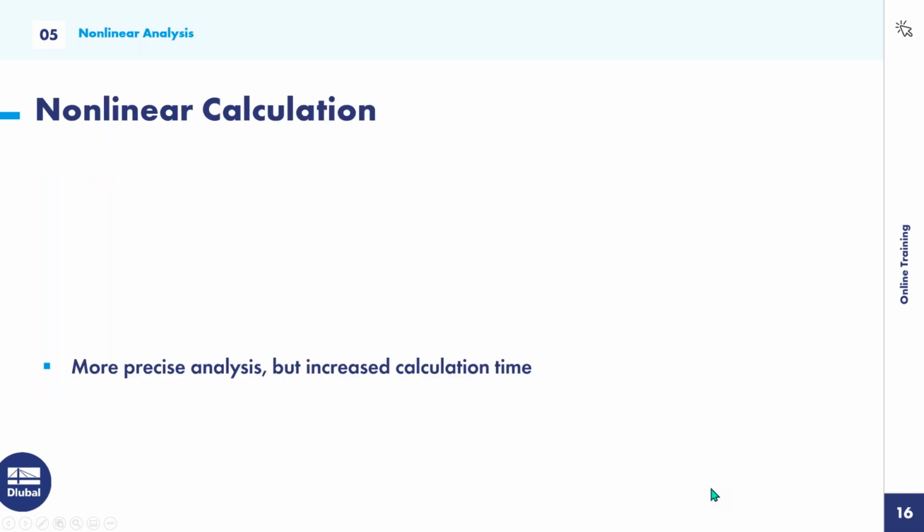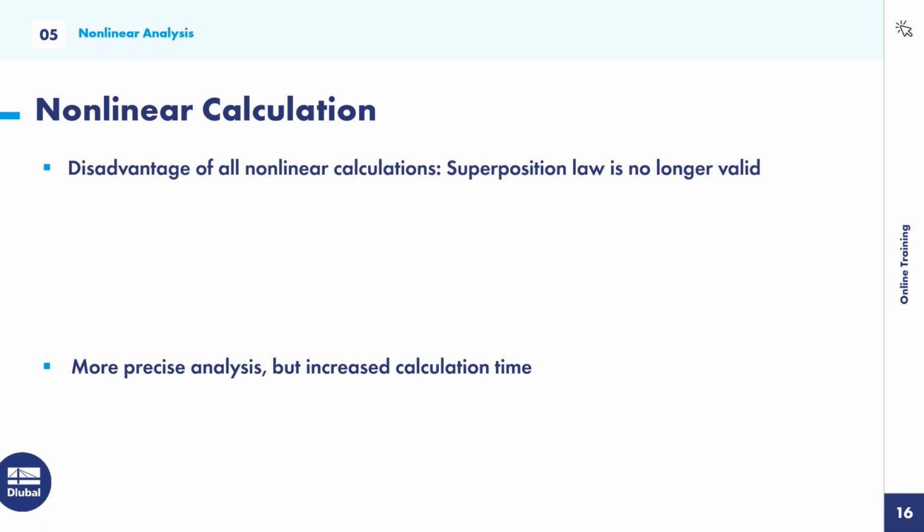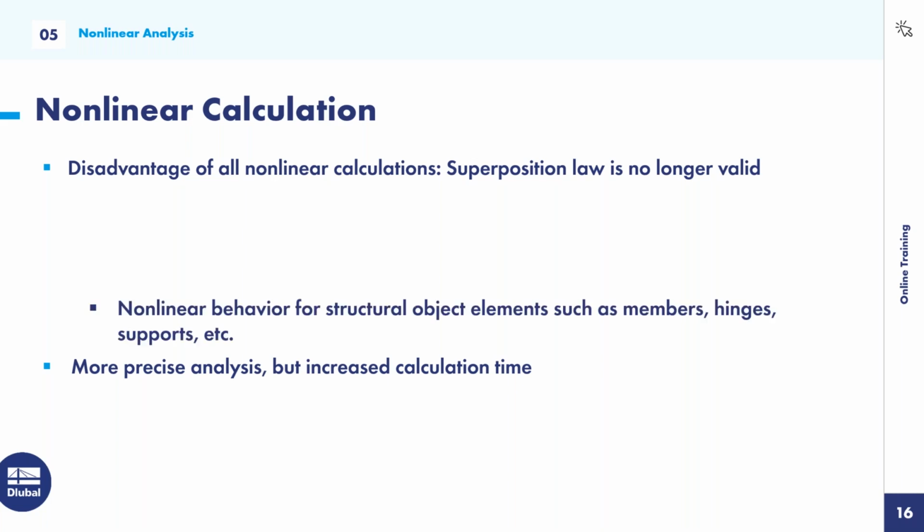And our next topic is nonlinear calculations. So we're going to talk about nonlinear calculations with an FEA. So the disadvantage to using a nonlinear calculation is that the superposition law is no longer valid, basically. Usually superposition law would be valid with a linear calculation, but with a nonlinear, it's not.